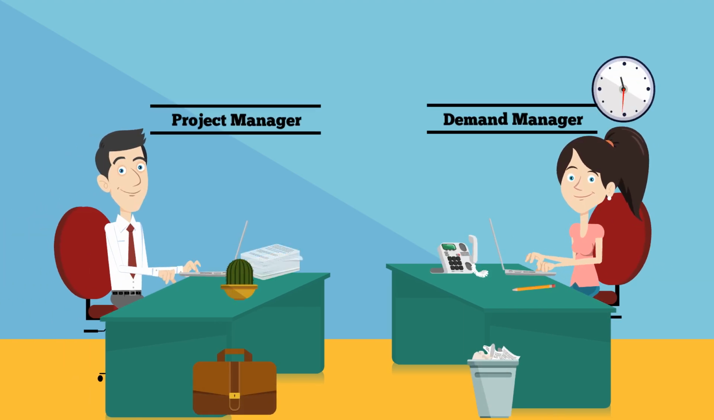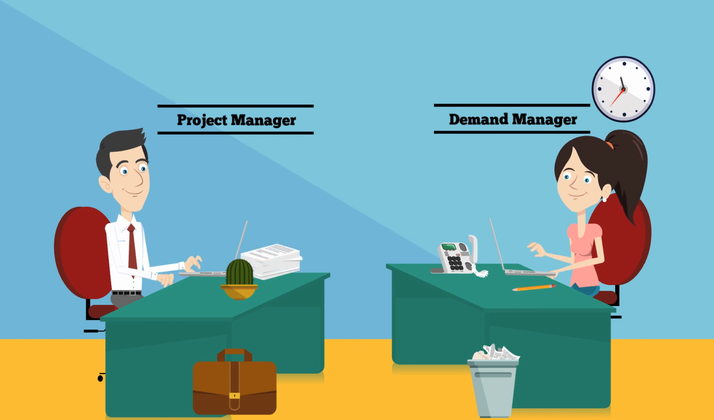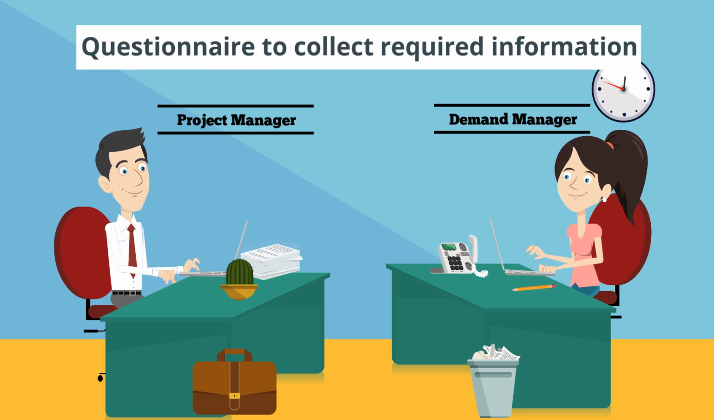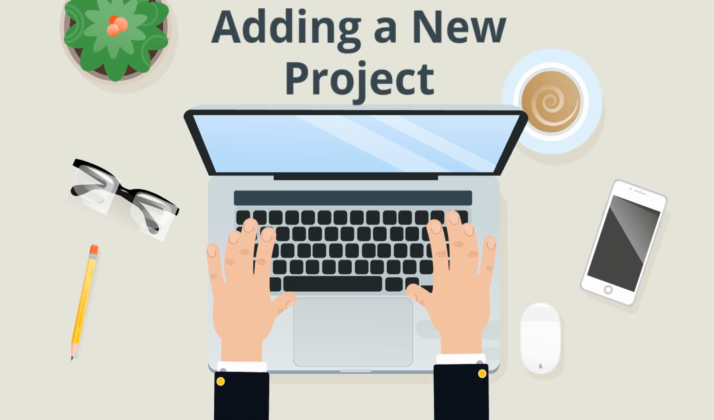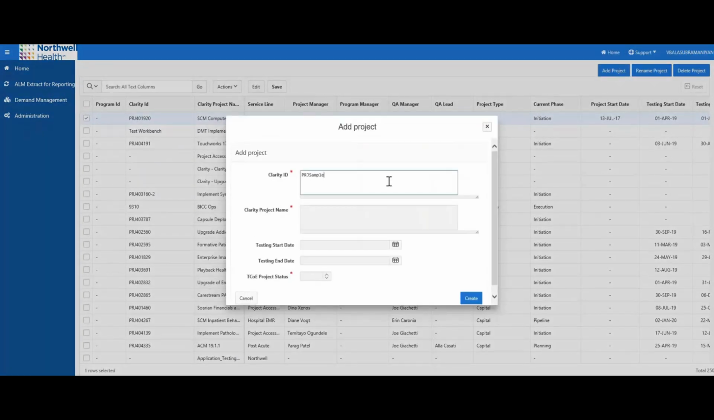The project manager sends an email to the demand manager for a new project estimate. The demand manager, in turn, responds back with a questionnaire to collect the information to prepare an estimate. Meanwhile, the demand manager adds the project into Workbench with the details of the project such as project ID, name, service line, and dates provided by the project manager.